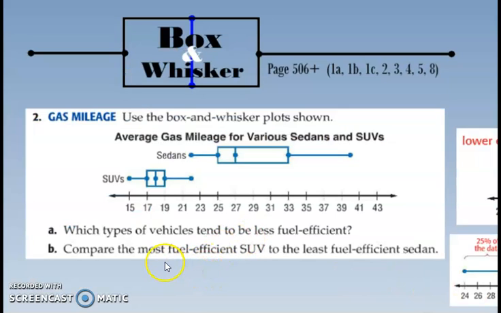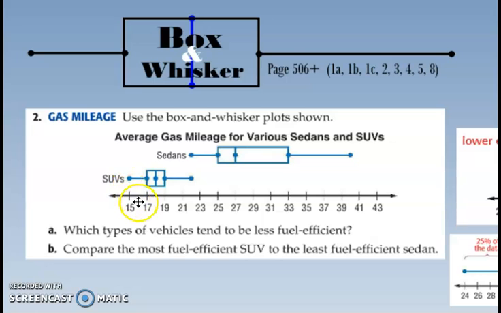Okay, so here's number 2 in your homework. We did number 1, here's number 2. And so now they've actually got 2 box and whisker plots. This right here is the average gas mileage of a sedan, which is a four-door car. Now look, it goes all the way from 40 miles per gallon all the way down to 22. Okay, and look, it looks like it's got a lot of tight data in here, and then it's got some spread out data throughout here. So that means it's got some cars that do really good, but it's more spread out what their miles per gallon is. But a lot are concentrated right here.